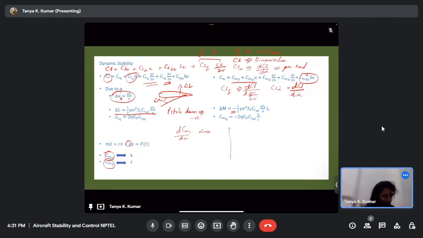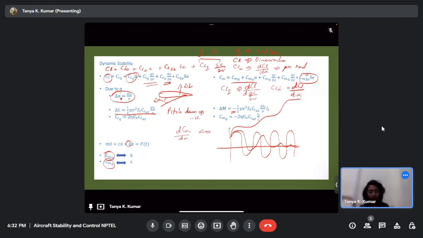That is, over time, once it's disturbed, will it keep oscillating about the equilibrium point? Will it deviate further away from the equilibrium point, or will it oscillate and come back to the equilibrium point? Okay, so this is what both your damping coefficient and your CMQ tell you.